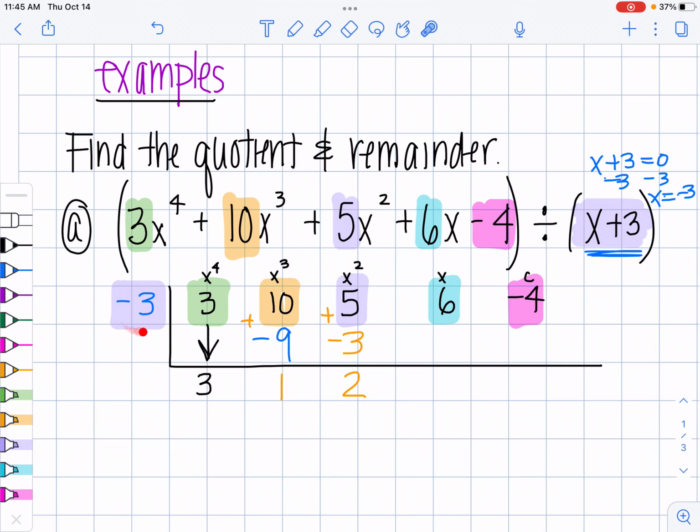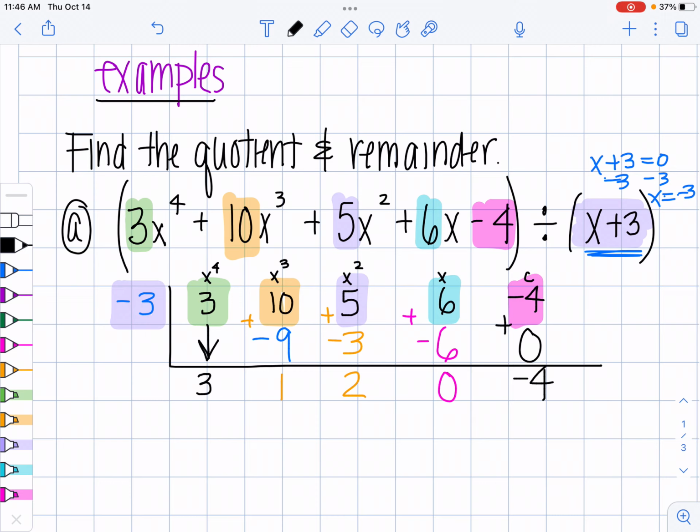Now I take negative 3 and I multiply it by 2. And I write it in this space. Negative 3 times 2 is negative 6. Then I add 6 plus negative 6 is 0. Then I take negative 3 times 0 and I write it in this space. Negative 3 times 0 is 0. And then I add negative 4 plus 0 is negative 4.